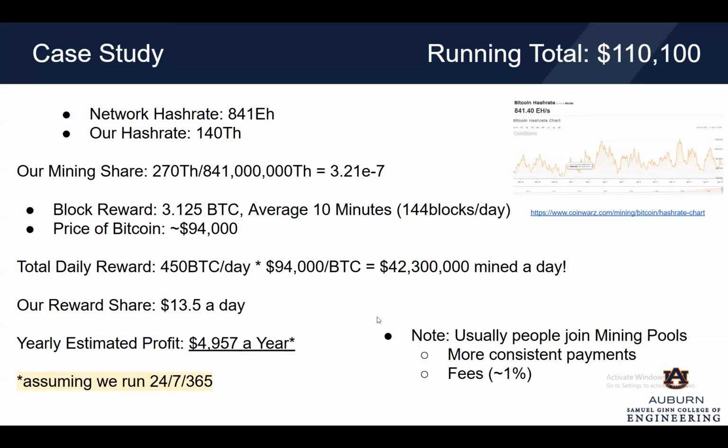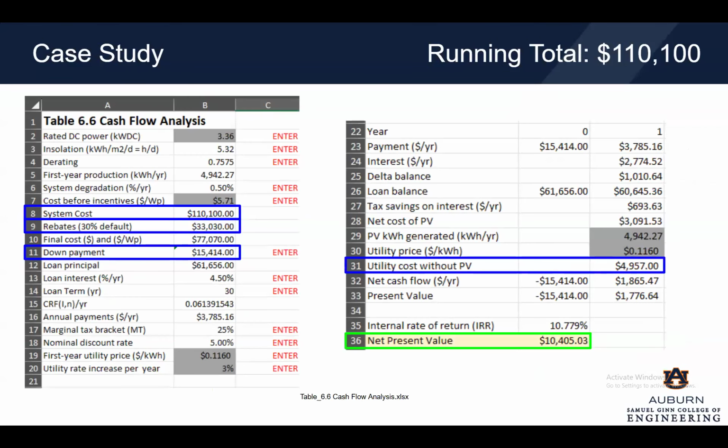And just a small note, usually people don't calculate their profits like this. This is a very quick and dirty way to calculate them. Usually people join mining pools where they have more consistent payments, but there are fees. So for our cost analysis, we're going to put that into the spreadsheet, table 6.6.